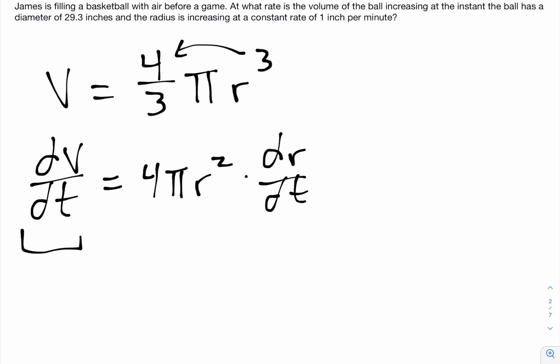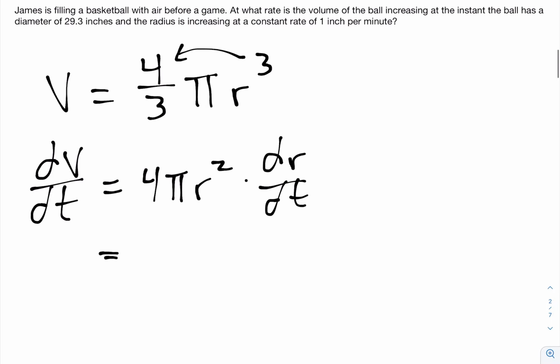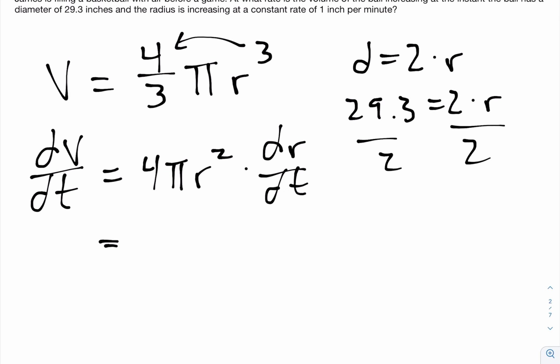So if we're trying to solve for dv by dt, that must mean that we know everything on the right. So 4 is a constant, pi is a constant, r squared is not a constant, but see how they say here, at the instant the ball has a diameter of 29.3 inches? Well, remember, diameter is just 2 times the radius. So if the diameter is 29.3, we can just divide both sides by 2, right? Let me just get my calculator. 29.3 divided by 2. So we know that the radius is 14.65 inches.